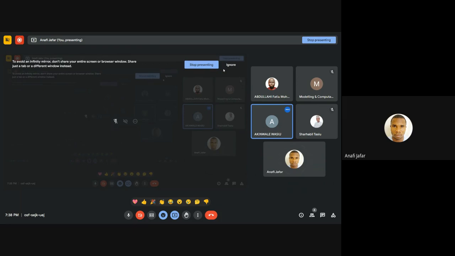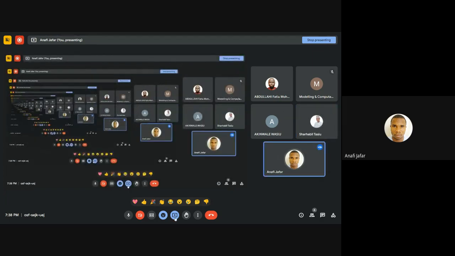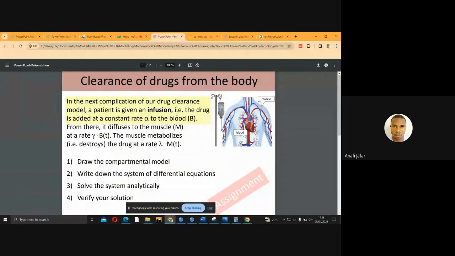So they have the assignment. I think you have the copy. You take them to the assignment, and they have to install their software. This is the assignment. So they will do it next week and present it next week.